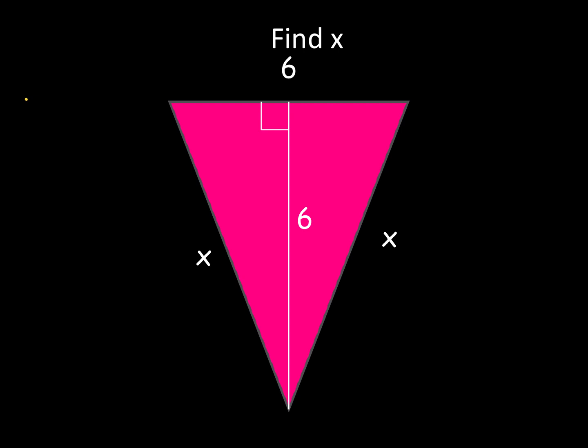The other side is also 90. Okay, that's a good observation. Sophia? It's isosceles. How do you know it's isosceles? Both of the x's. What do you know about isosceles triangles? Two equal sides. What else do we know about isosceles triangles? The base angles are congruent.